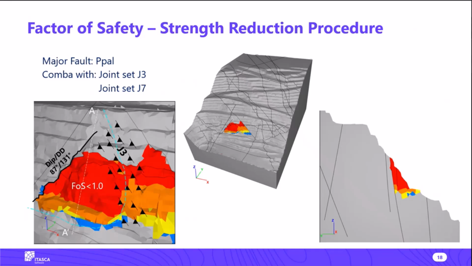Then what he did was to insert not only the major joint set in the analysis, but also the joint set that was maybe not totally obvious from the on-site description. And when he took into account those two joint sets, in addition to the major fault, as I mentioned, he was able to reproduce the failure that was the object of the analysis. Here on the plot, what you see are contours of the factor of safety obtained by the strength reduction procedure.